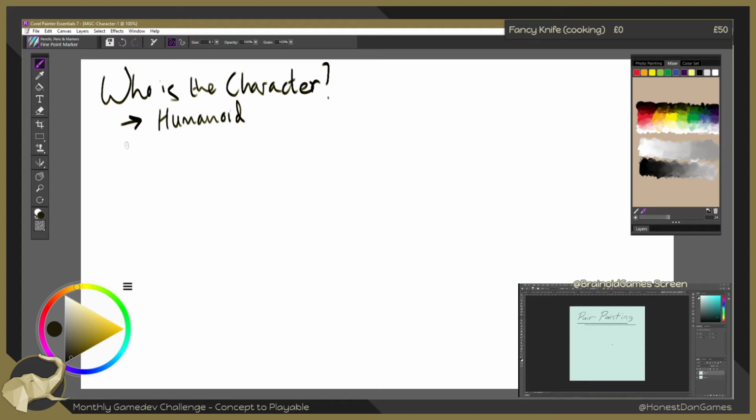I think also, who is the character would also be what do they need to do in game as well. So what actions do they perform? They will move. Yes, good start. Okay, so what actions do they perform?